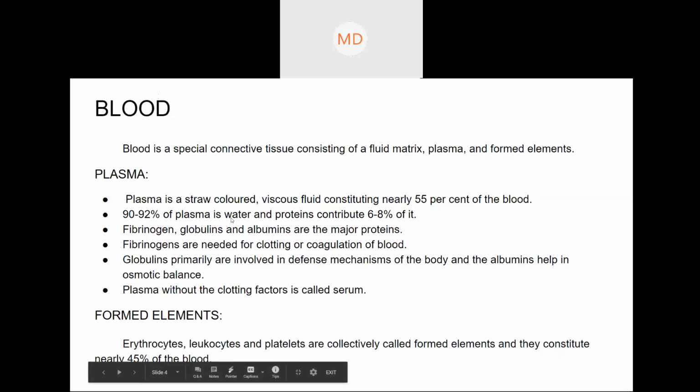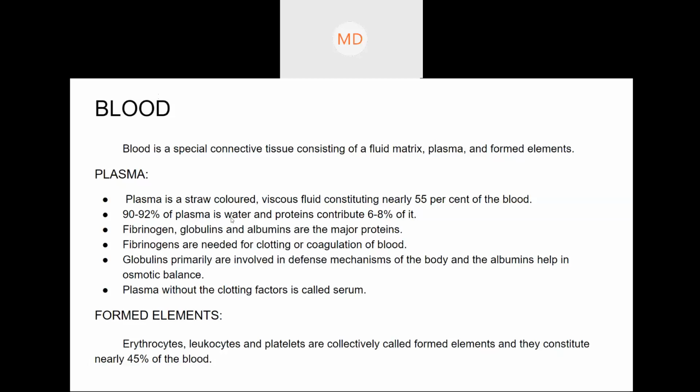Okay, so there are three proteins in plasma. That is fibrinogen, globulin, and albumin. Fibrinogen is needed for blood clotting. Blood clotting I discussed yesterday. That is the prevention of flow of blood.